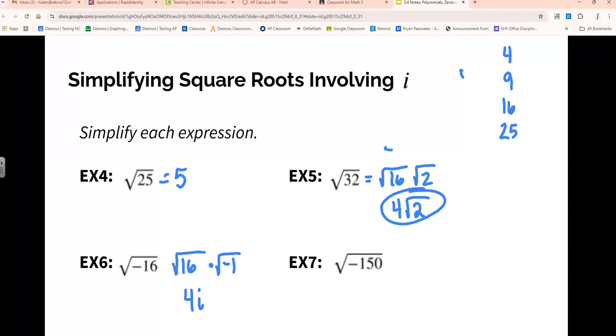The most complicated situation we might run into is something like number 7. Can we take the square root of 150 evenly? We cannot. It's not a perfect square. No number times itself equals 150. Whatever I do here is going to have an i because of that negative, but I also would have to break it down. What could I break 150 down into?